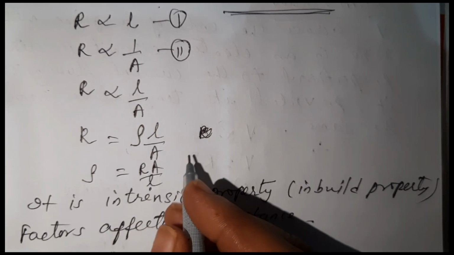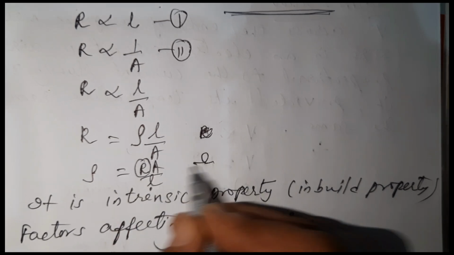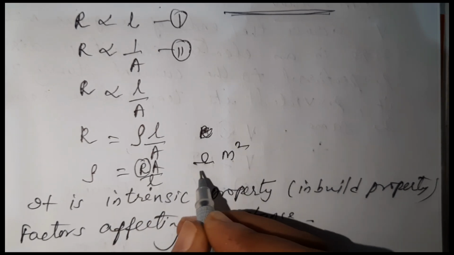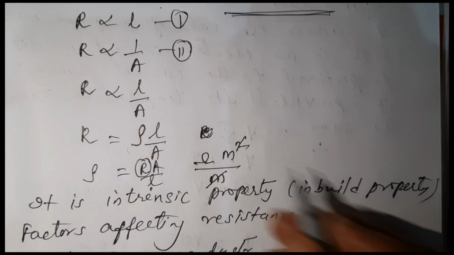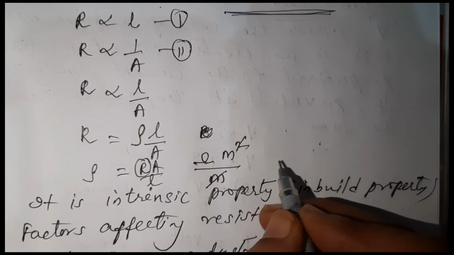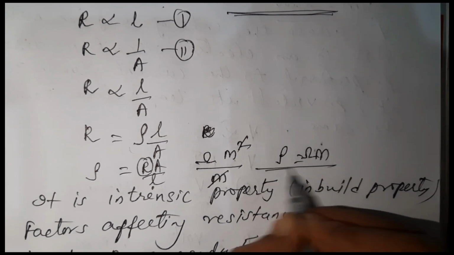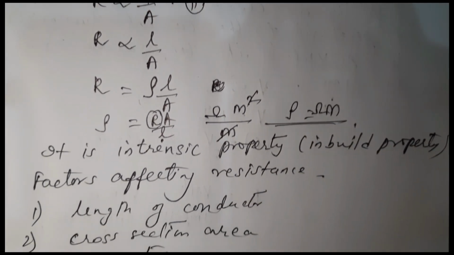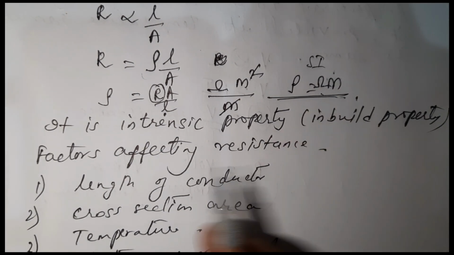What are the units of resistivity? We know that the resistance unit is ohm. For area it is meter square, and for length it is meter. So one meter will get cancelled. Thus the unit of resistivity is ohm meter. So this unit you need to remember.